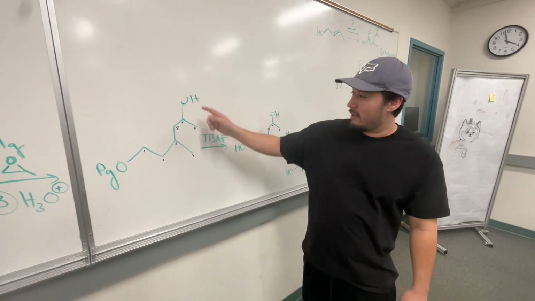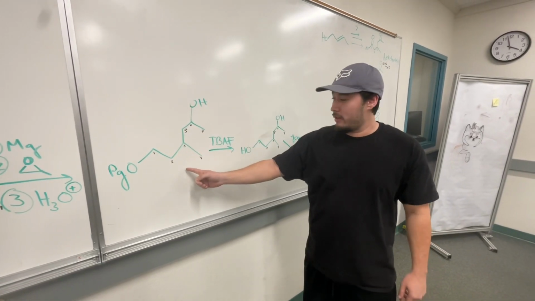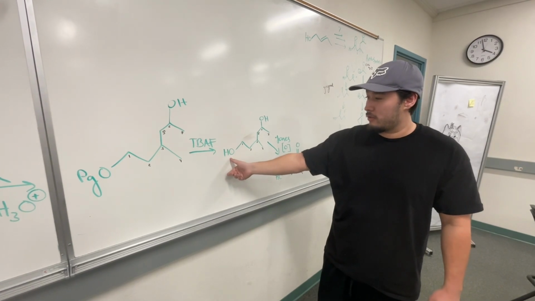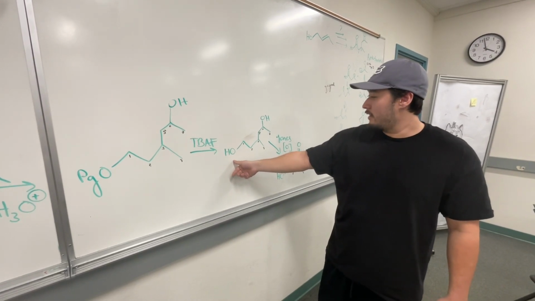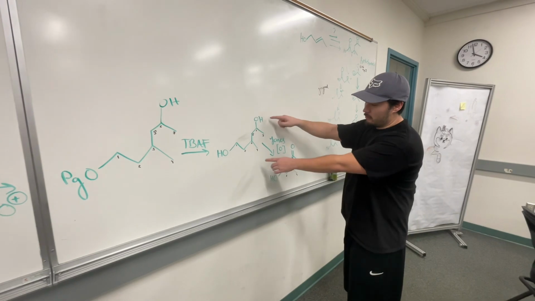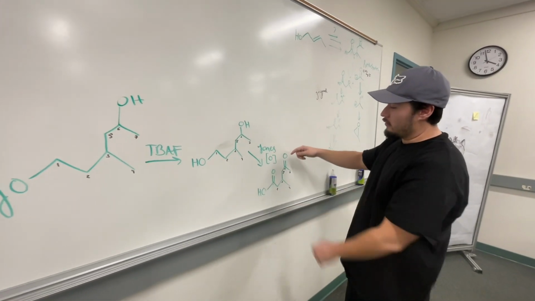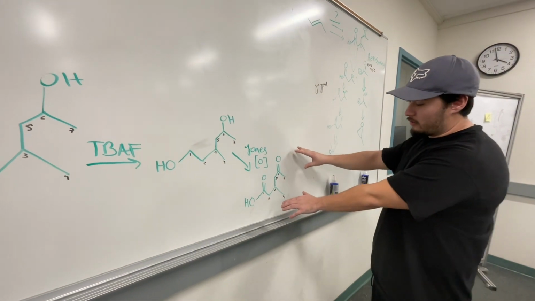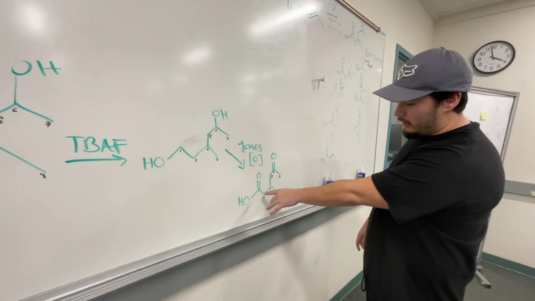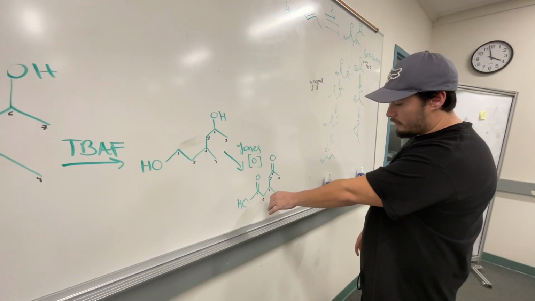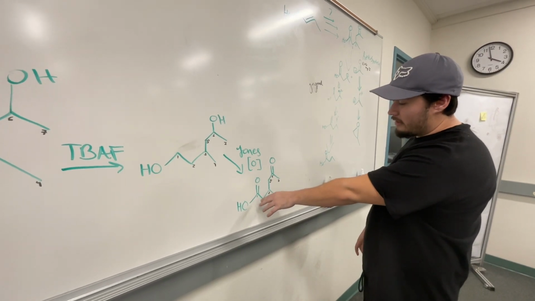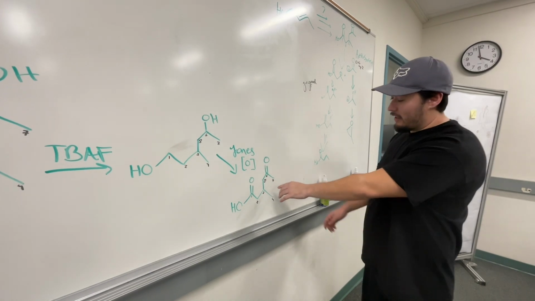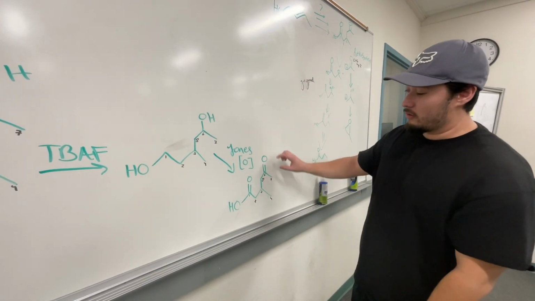My name's Kyle, and starting from this point, we will use TBAF to get rid of the protecting group down here and get to this point. And then using Jones oxidation, we will get our target molecule, where at the primary alcohol, we will get a carboxylic acid, and then at the secondary alcohol, we'll get a ketone.